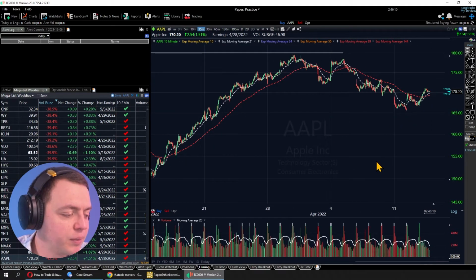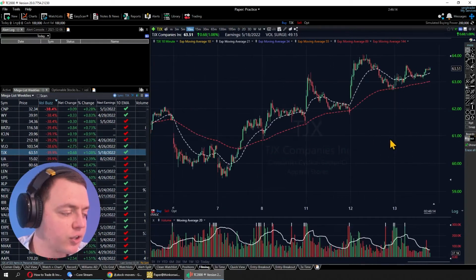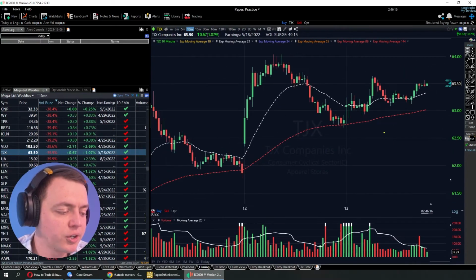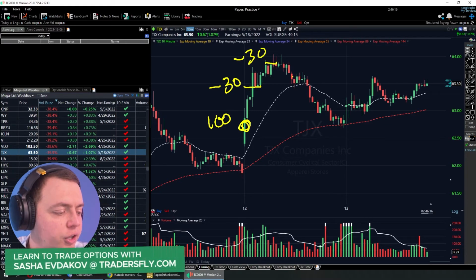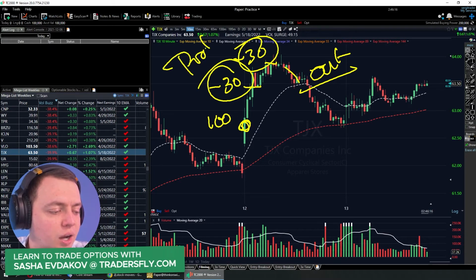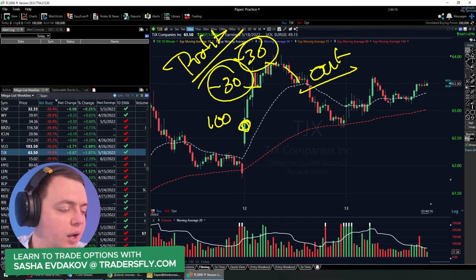You can handle that movement back down if you're able to take things off into strength, or peel things off. Similar to here, let's say you caught this in the morning. This is TJX, started to go up. You got 100 shares, you sell like 30 shares, it goes up, sell another 30, it starts pulling back, get out of the rest of them. Then you've at least taken profits 2 times.